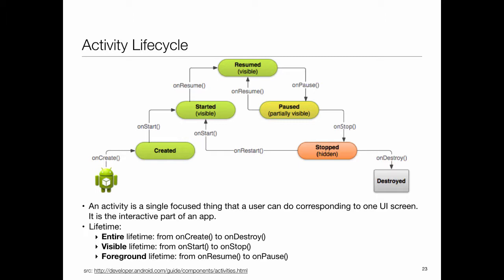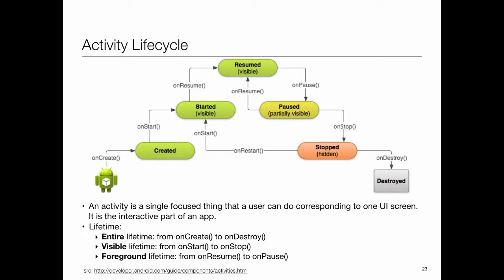The activity life cycle starts with being created, which means the application or the activity is launched onto the memory of the device. Once it becomes visible on the screen, it moves to a stage called started. And once it becomes a foreground window, sometimes it is in the background, sometimes it is in the foreground. If it is in the foreground and the user is interacting directly with that activity, it goes to a state called resumed.